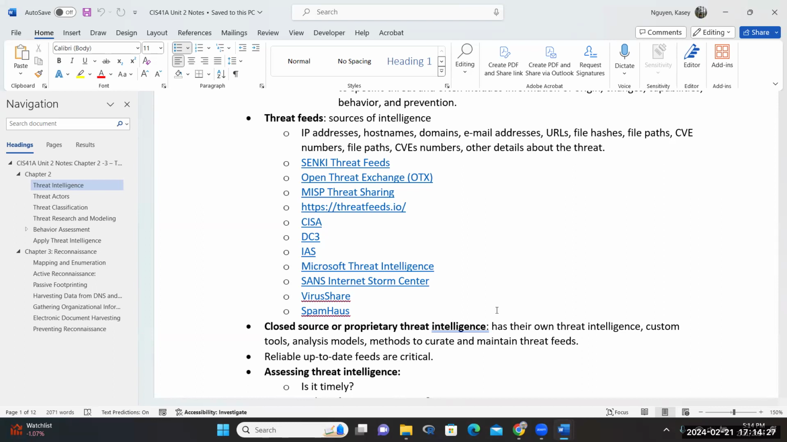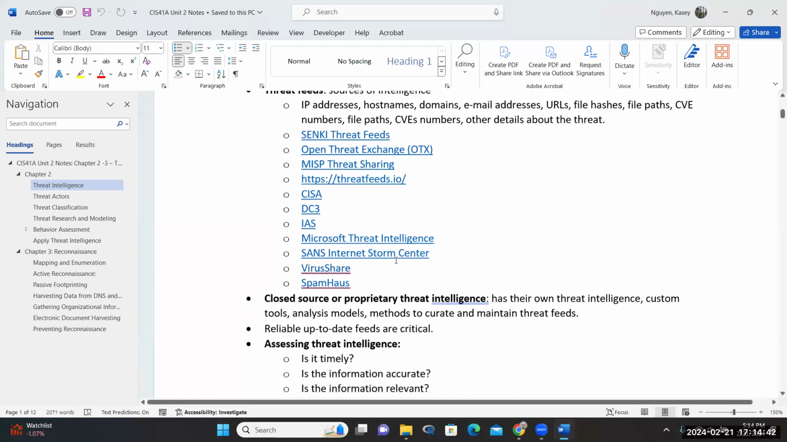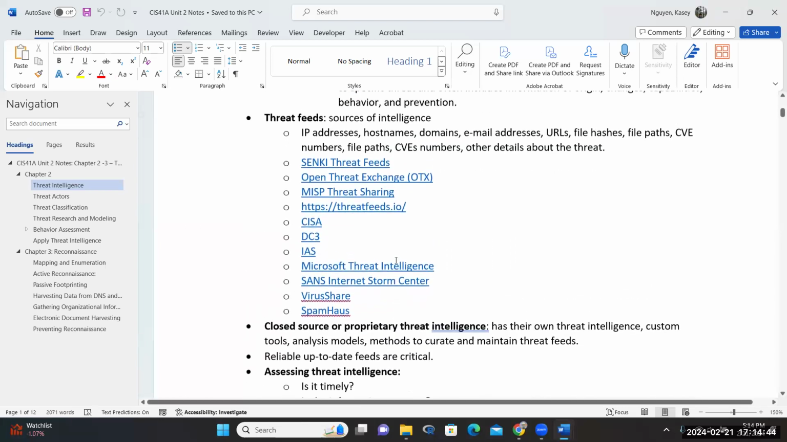These are some of the mainstream ones that I had pulled. So you can look at Sunkey, you can look at Open Threat Exchange. OTX is very useful. And a lot of it is shared throughout the industry. So I provided the links here for you. And if you need to do the research, you can go in and you can also look at VirusShare. So there are specific types of threats. So if you're dealing with Microsoft, you can also go directly to Microsoft Threat Intelligence. There are different types of resources that you can find.